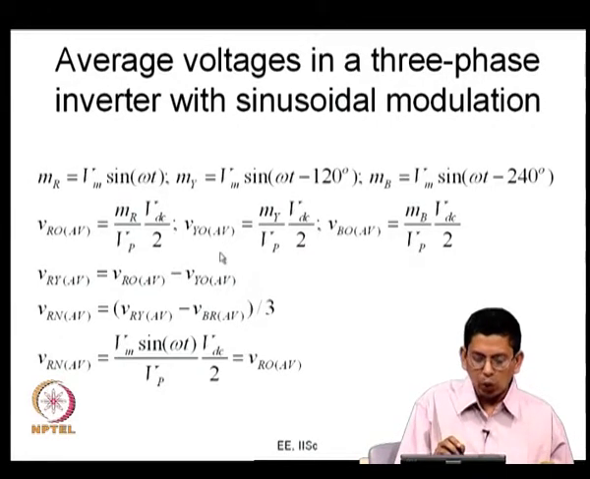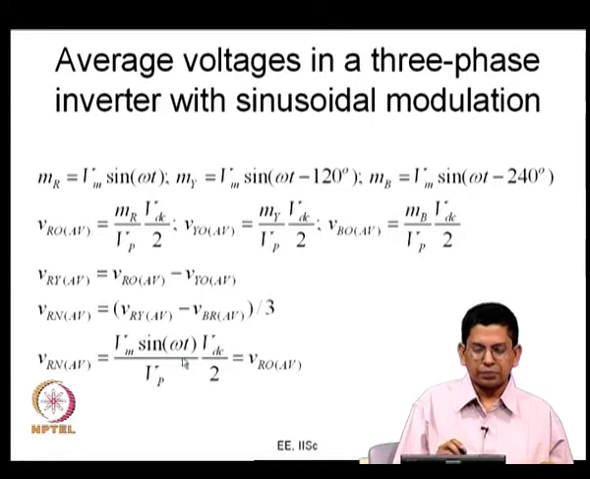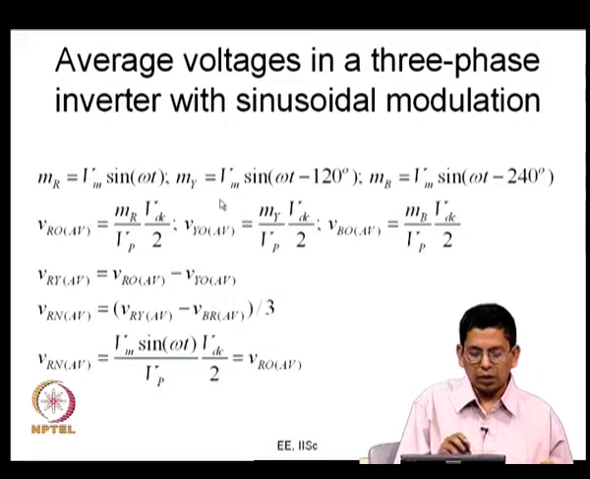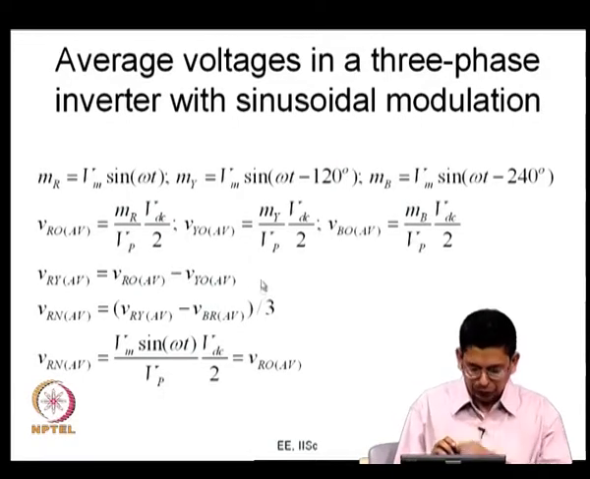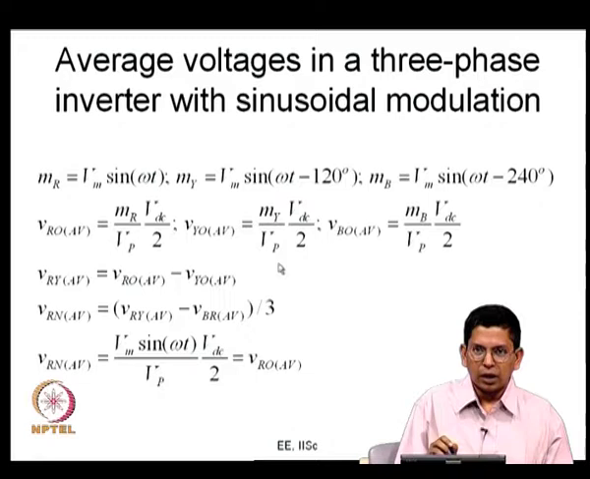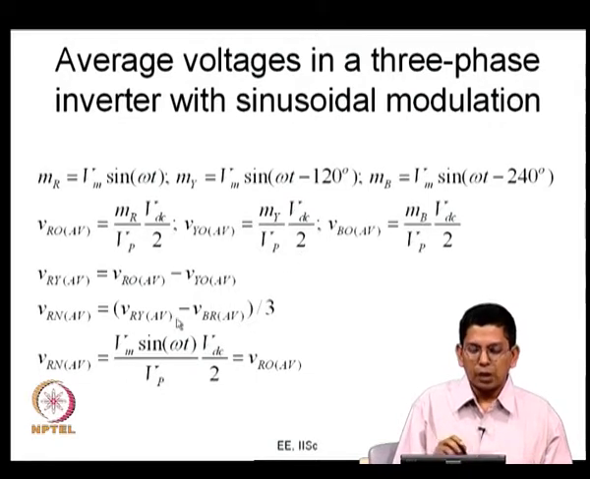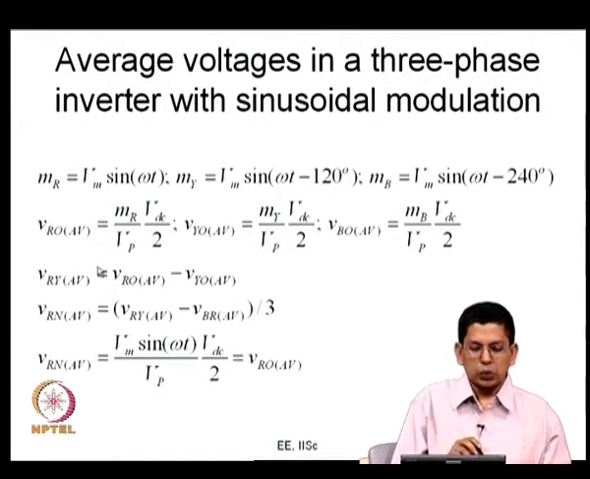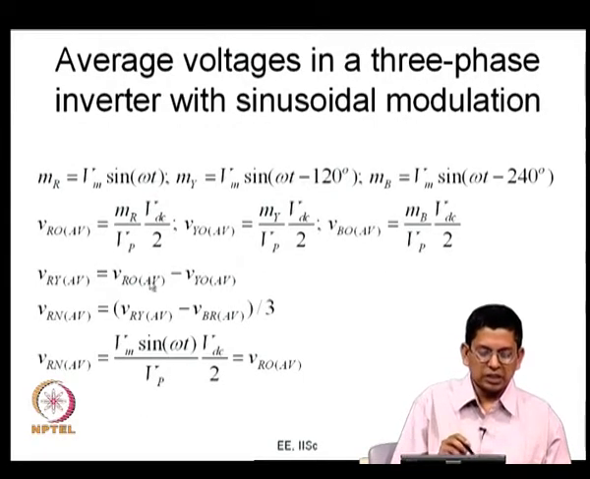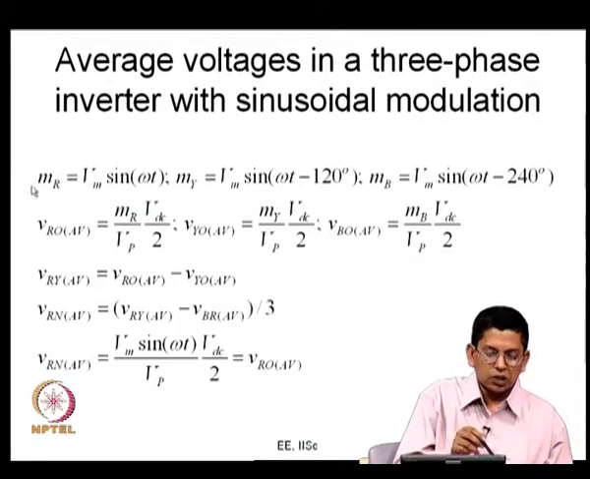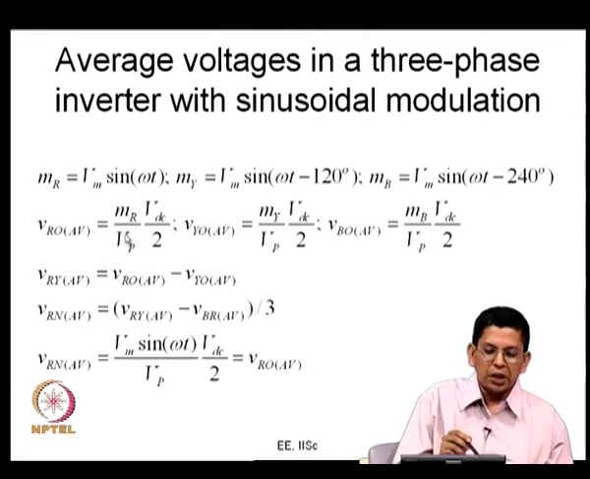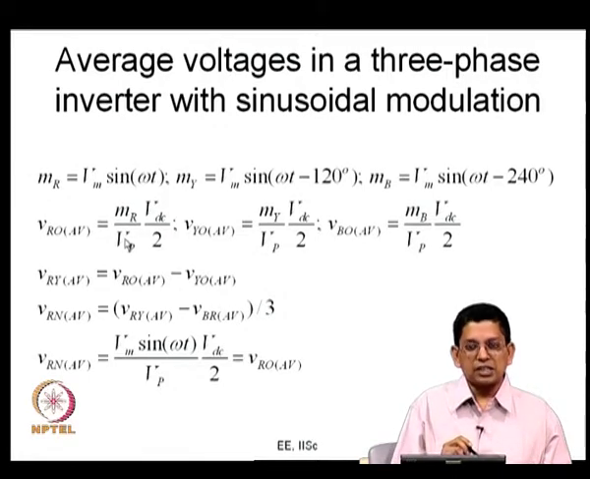And what about VYO? VYO is also a sinusoidal quantity, and it has the same amplitude as VRO, but it is shifted in phase by 120 degrees. And once again you have VBO which is further shifted by another 120 degrees. So, you have 3 phase average pole voltages, and you can see that MR and VRO average are simply scaled versions of one another. What is that scale factor? It is VDC by 2 Vp. So, you can look at the inverter simply as a gain.